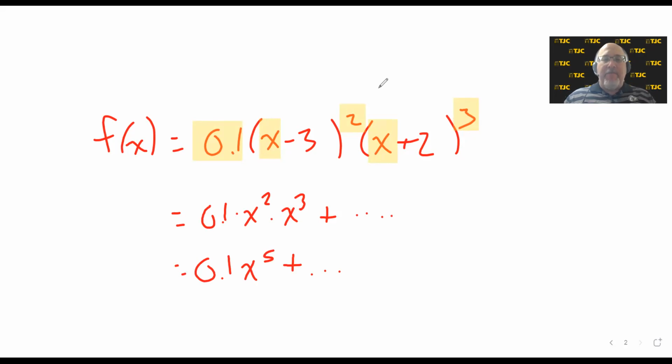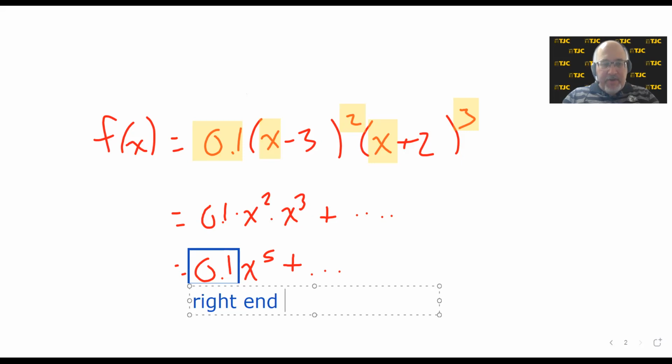To find the end behavior, we first figure out, based on the leading coefficient being positive, in this case 0.1, that the right end rises, or the right end goes up. If it were negative, the right end would go down.